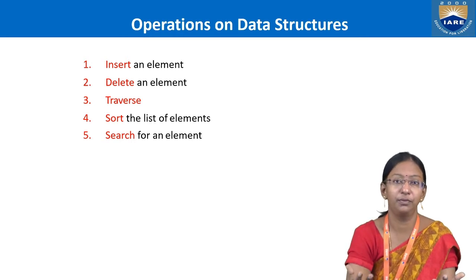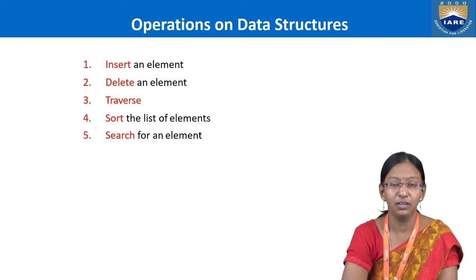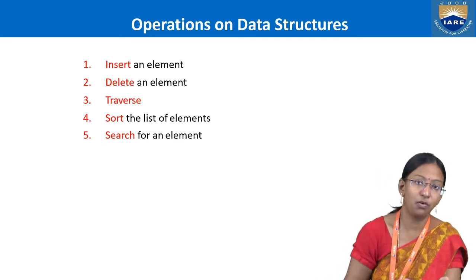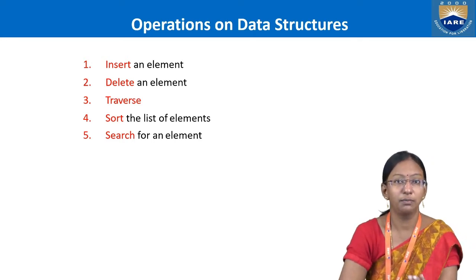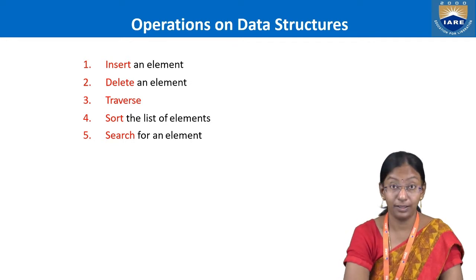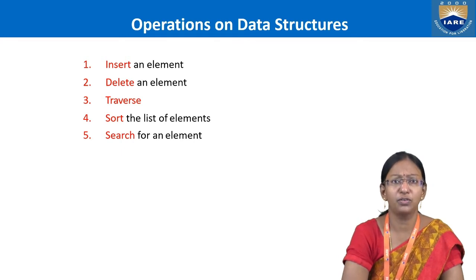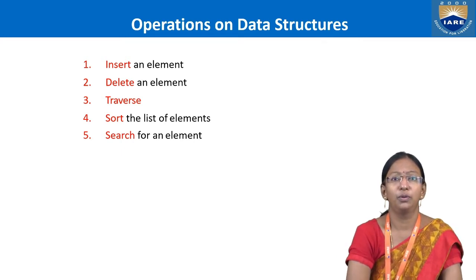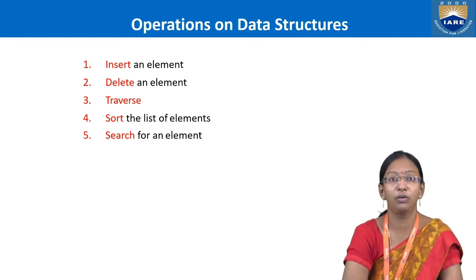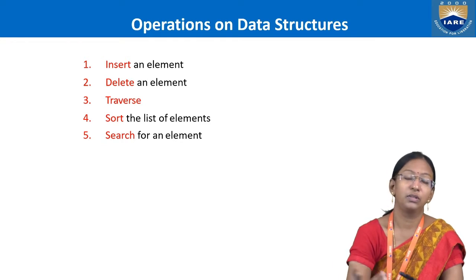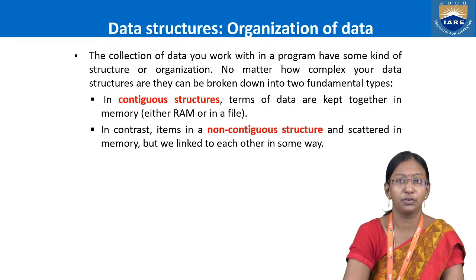Next comes the fourth one, sorting. What do you mean by sorting? Everyone knows it. Sort the data in either ascending order or descending order, right? From the largest element to the smallest element, or from the smallest element to the largest element, right? So this is nothing but sorting. Last but not the least one is searching for an element. We do search for records, right? So searching is nothing but trying to find a given record or key value. So these are the 5 basic operations that we perform on a data structure, right?